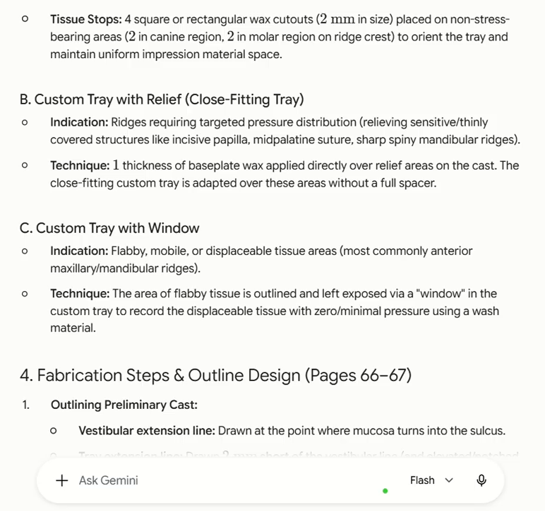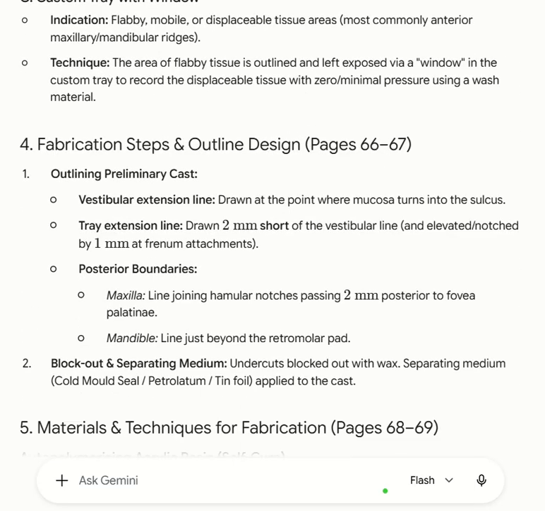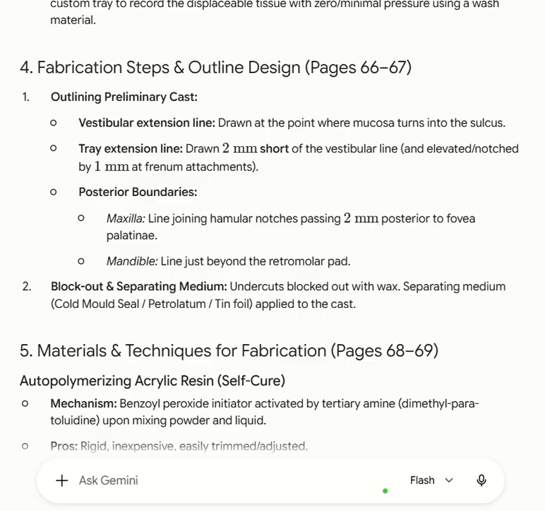4. Fabrication steps and outline design, pages 66 to 67. Outlining preliminary cast: vestibular extension line drawn at the point where mucosa turns into the sulcus. Tray extension line drawn 2 mm short of the vestibular line, and elevated, notched by 1 mm, at frenum attachments. Posterior boundaries: maxilla, line joining hamular notches passing 2 mm posterior to fovea palatini. Mandible, line just beyond the retromolar pad.